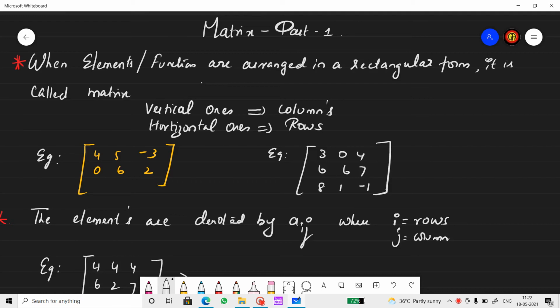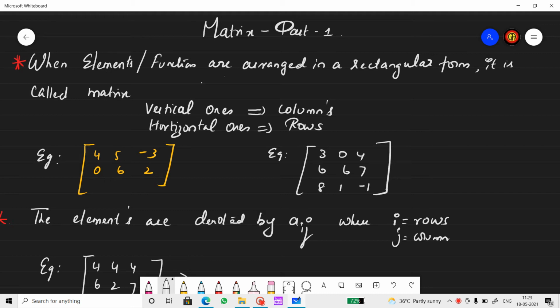Hello everyone. Today I'm going to teach you matrix, the basic concept of matrix. Matrix chapter is the first chapter in your textbook. Matrix part 1 video. This is common for CBSE and for ISC students.